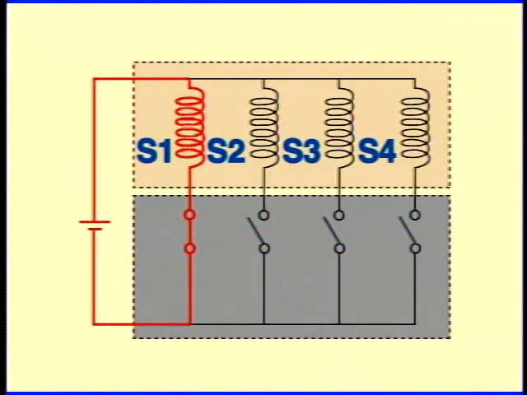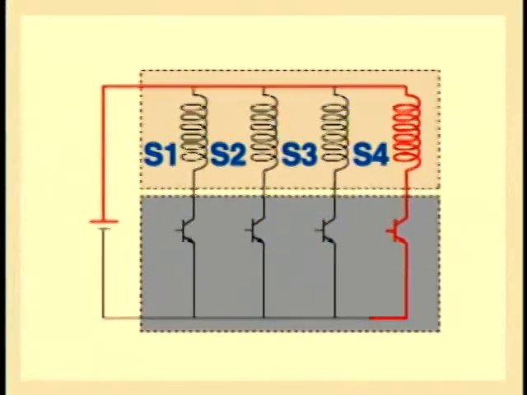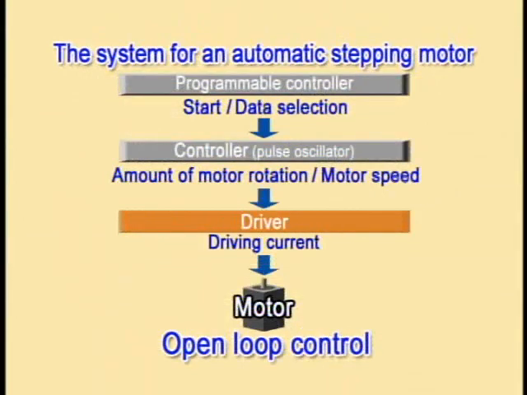The driver in the driving circuit switches the direct current to the coils on and off. The driver includes an electric circuit consisting of a transistor, which works as a switch. You can control the flow of direct current by switching on and off the transistor.